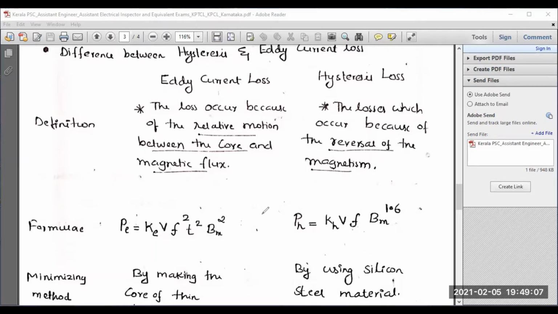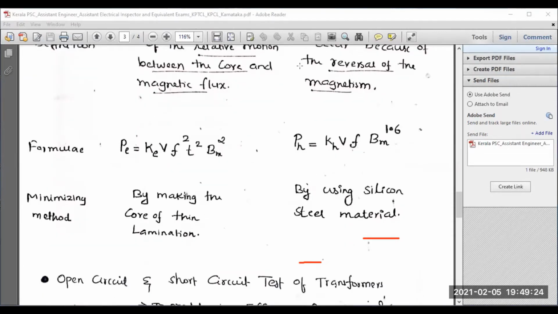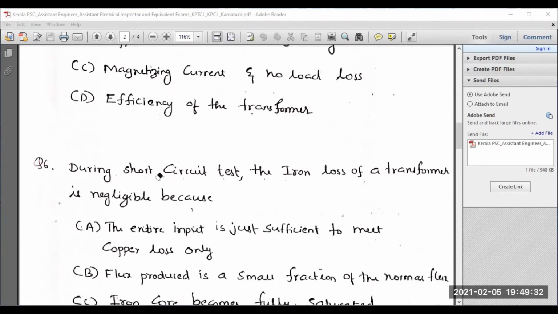How to minimize eddy current? That means you can go for lamination. Core should be provided lamination. So regarding the hysteresis losses, silicon steel has a lower hysteresis value. Then you can go for silicon steel to minimize hysteresis losses. So these are the basic specialities that you have to understand. Okay. Problems will be asked based on the equations. Clear? Let us discuss the third question.